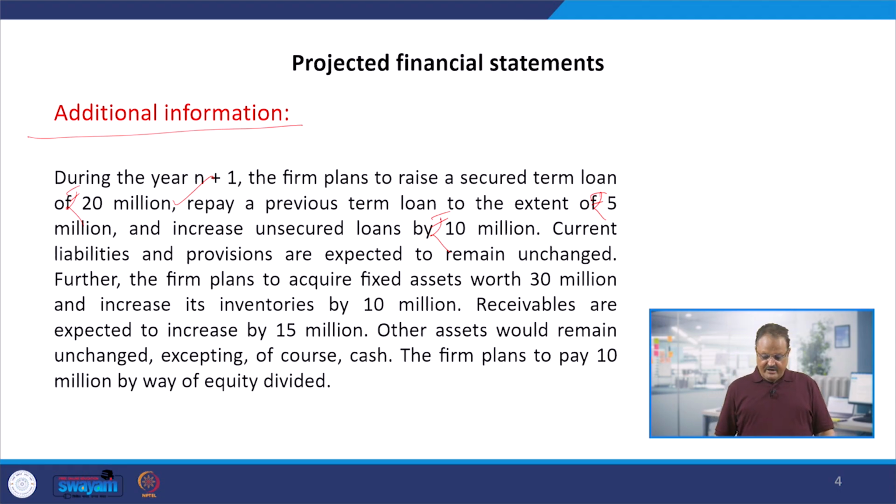Further, the firm plans to acquire fixed assets worth rupees 30 million, and increase its inventories by rupees 10 million, and receivables are expected to increase by rupees 15 million, and other assets would remain unchanged excepting of course cash. Cash will change because when there is inflow and outflow of cash, cash will change. So, excepting cash, other current assets and the working capital position will remain unchanged. The firm plans to pay rupees 10 million by way of the equity dividend. So, they want to pay the equity dividend also.